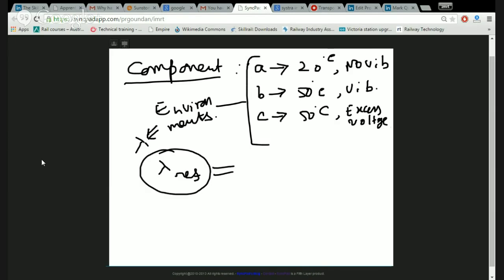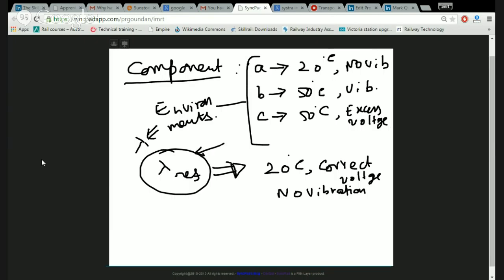The reference will be what? Standard operating conditions, correct voltage. If it is 12 volts DC, you apply the correct voltage, no vibration. So specified environment conditions are assumed and the component is given a lambda reference in the handbook. So the handbook first starts with the reference lambda for specified conditions.